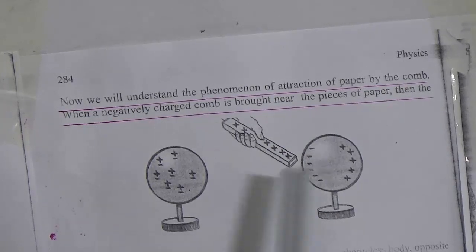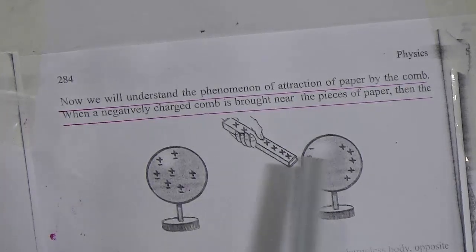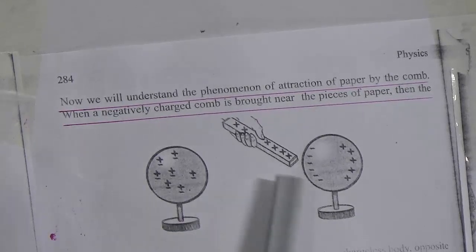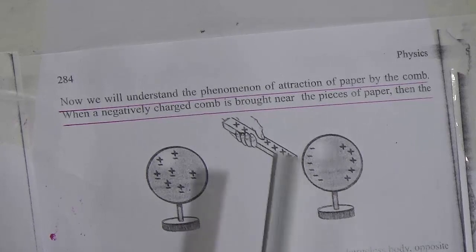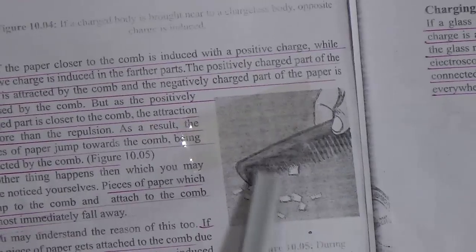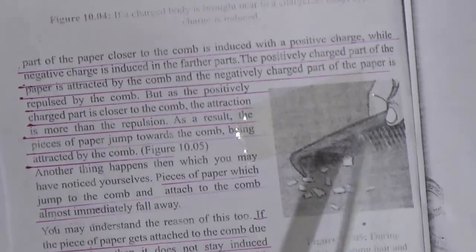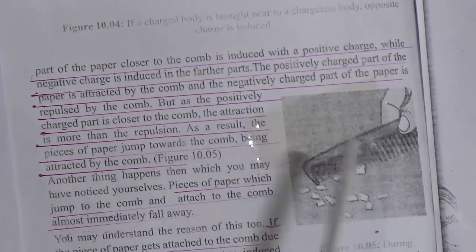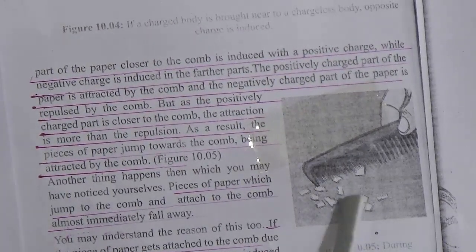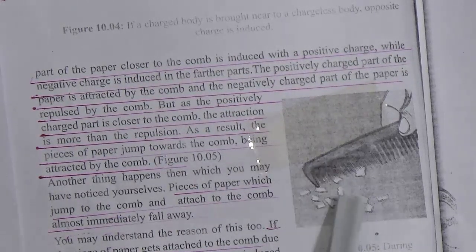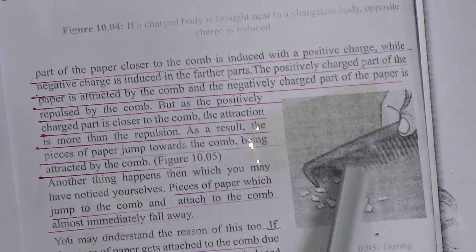Now we'll see and understand the phenomenon of attraction of paper by the comb. When a negatively charged comb is brought near a piece of paper, the part of the paper closer to the comb is induced with a positive charge. My dear students, see this figure. The negatively charged comb is close to the positively charged part of the paper, and the positive and negative charges will attract each other.